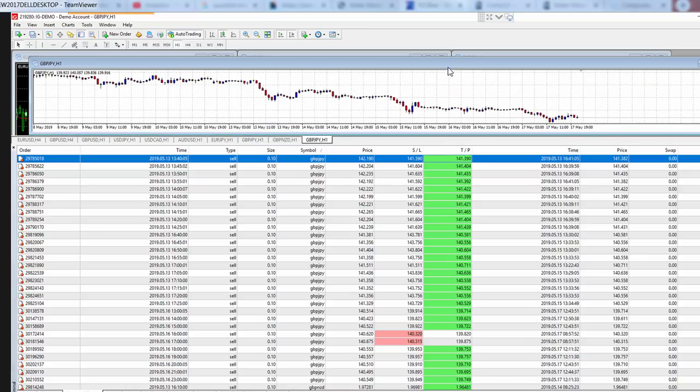Don't worry, the display is not great at the moment. What I want to do now is actually see all of these transactions, how they appear on the chart.